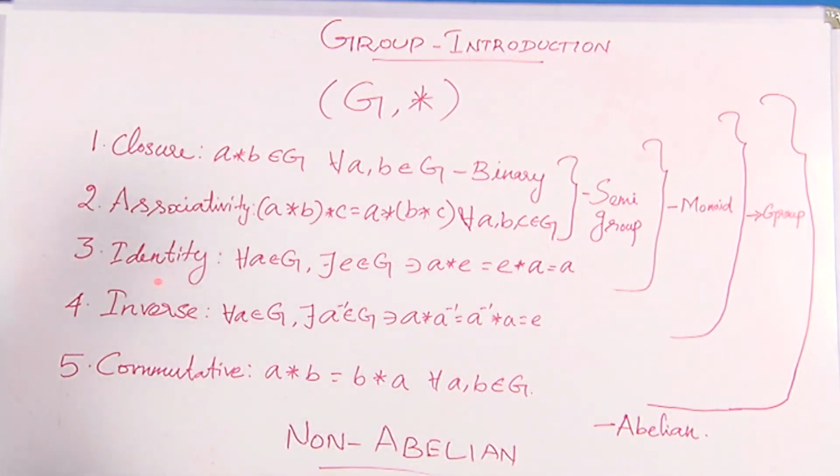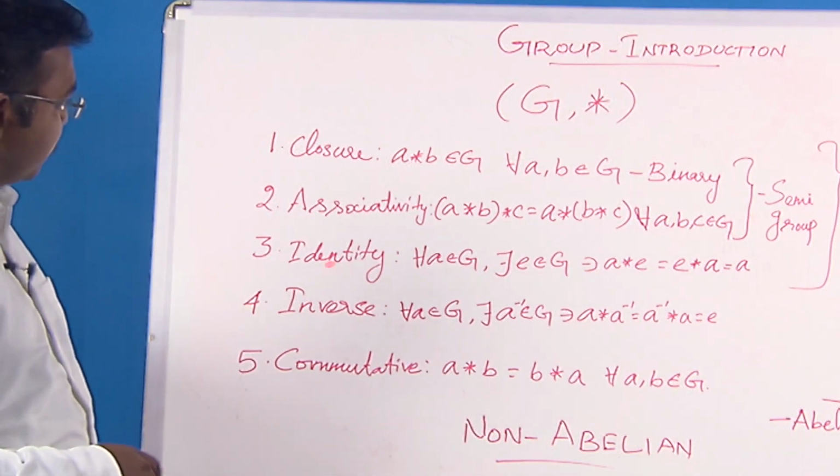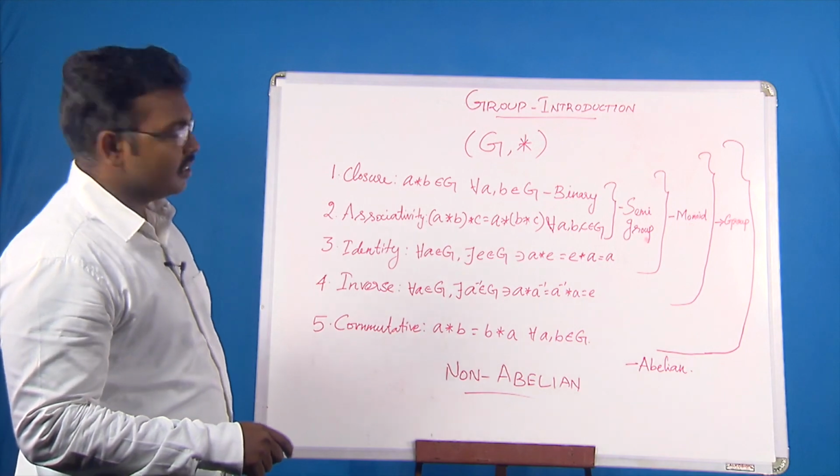Third one, identity. Identity means we have to find an element, we denote it as E. There exists an E in G such that A star E equals E star A equals A for all A in G. So, this element is called the identity of the set, and if a set with the operation satisfies the first three properties, namely closure, associative and identity, then the set is called a monoid.